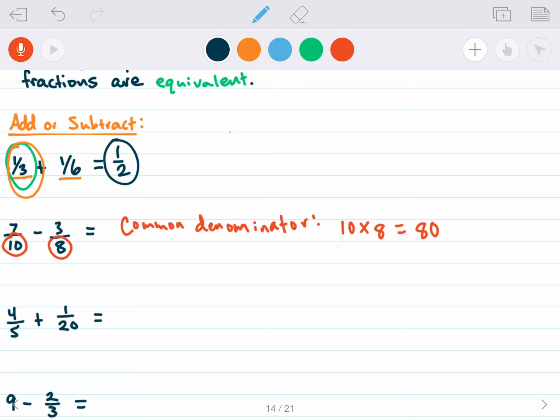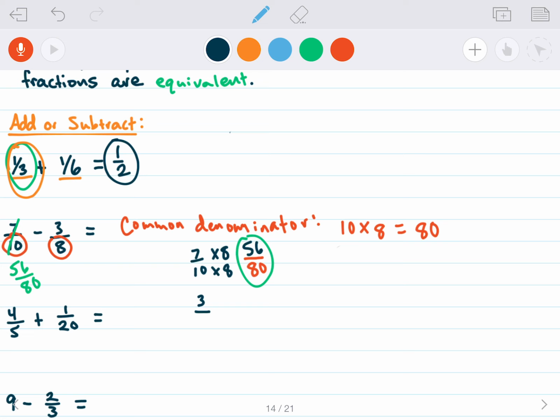So the first thing I want to do is change 7 over 10 to have a denominator of 80, all right? So what do I have to multiply 10 by to get 80? I have to multiply it by 8. So I do the same thing to the top. So 7 times 8 is 56. And therefore, 7 over 10 is secretly 56 over 80. That's an equivalent fraction. Now, I want to make sure I change the 3 over 8 too, because 80 and 8 are still not common denominators. I want to change the 8 into the 80 next.